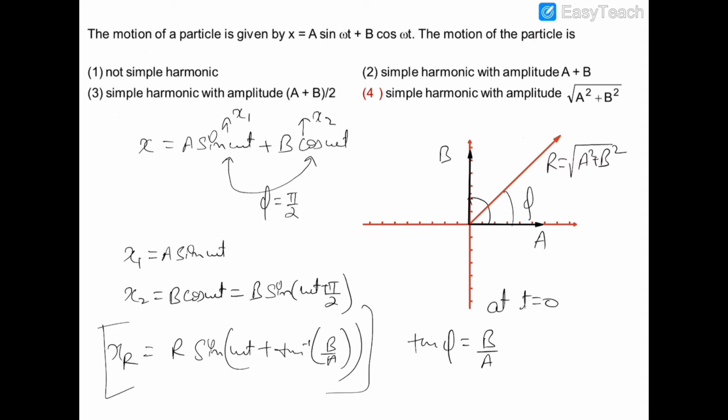So you can say that the magnitude of resultant, the amplitude of resultant SHM would be under root a square plus b square. So the correct option would be option number D. Now let's move on to the next question.